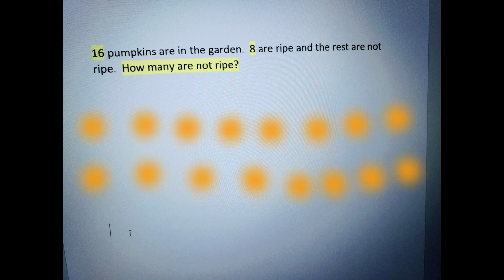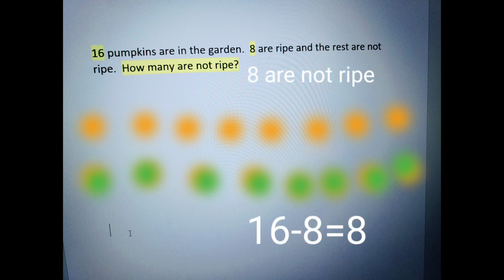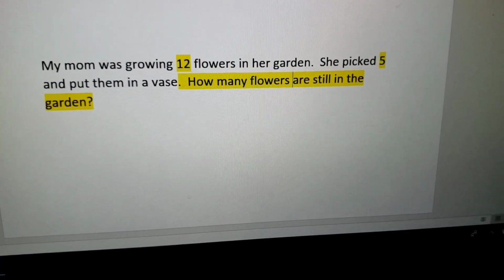There are 16 pumpkins in the garden, but wait, only 8 of them are ripe. So the rest of them are not ripe. So we start with 16, take away the 8 that are ripe, and we're left with the ones that are not ripe. 16 altogether minus 8 is 8. All right, let's look at this one.